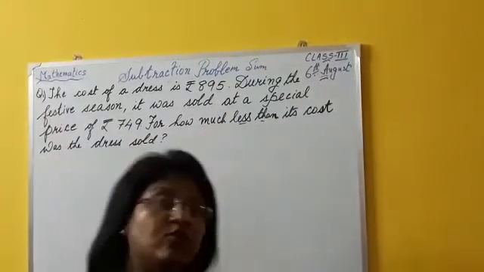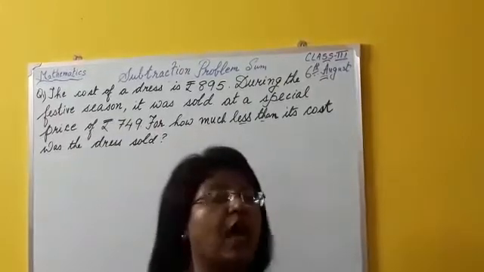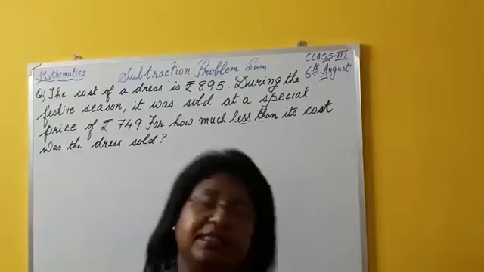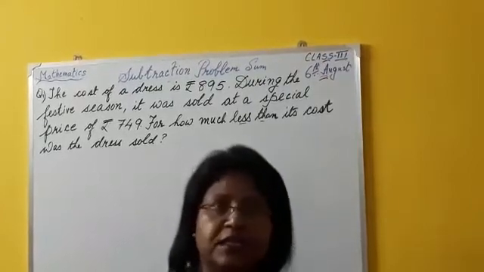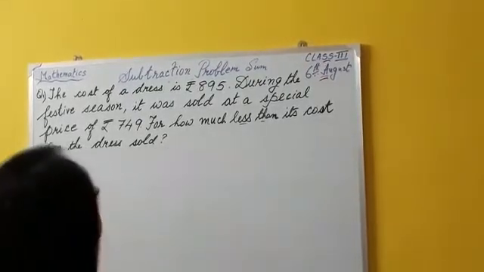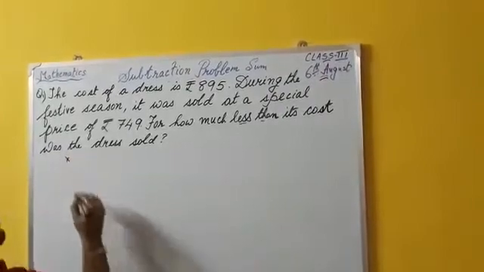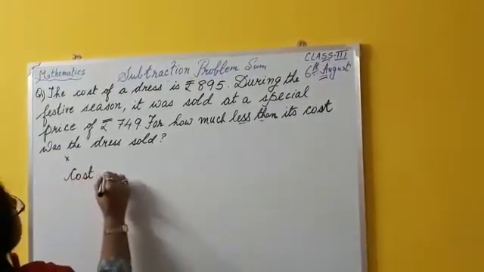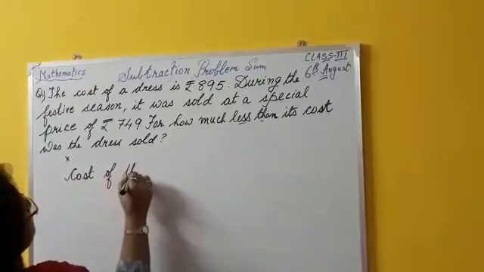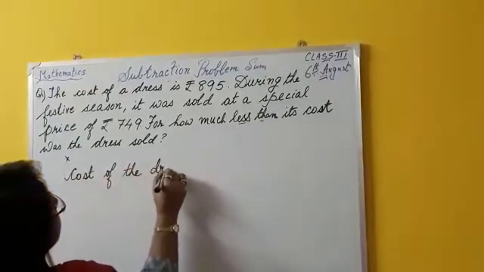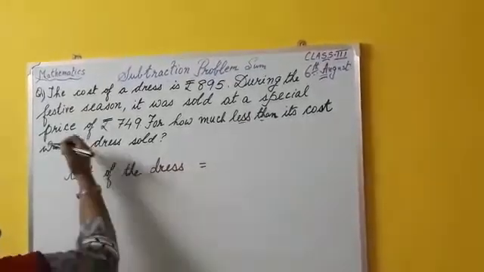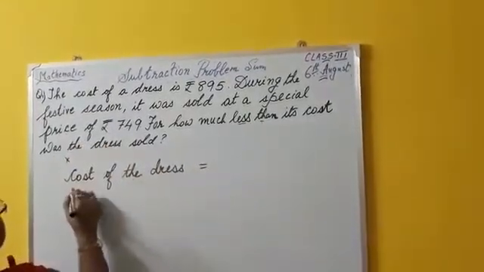So, we know that the dress's price was reduced, but how much it was reduced, that we have to find out. How? By subtracting. So, let us write the first statement. What will we write? Cost of the dress equals to. Next, selling price. Okay, it was sold.